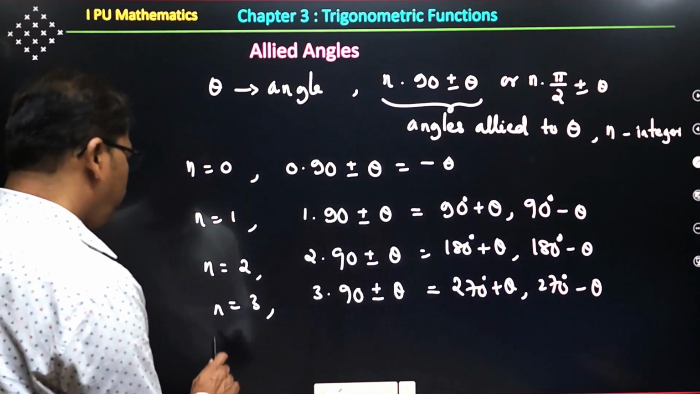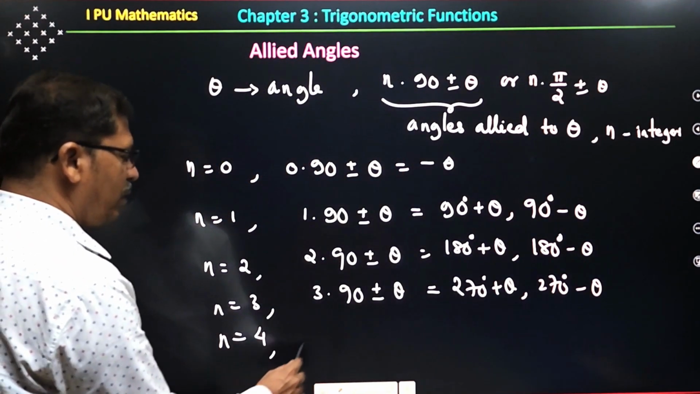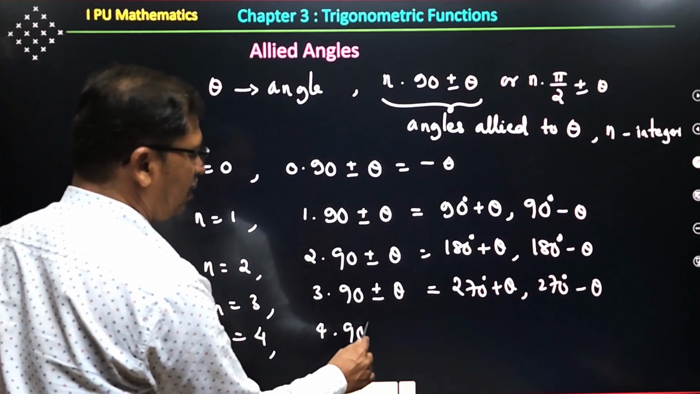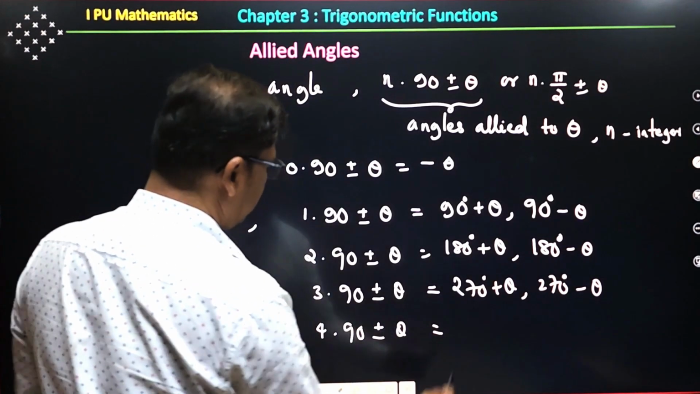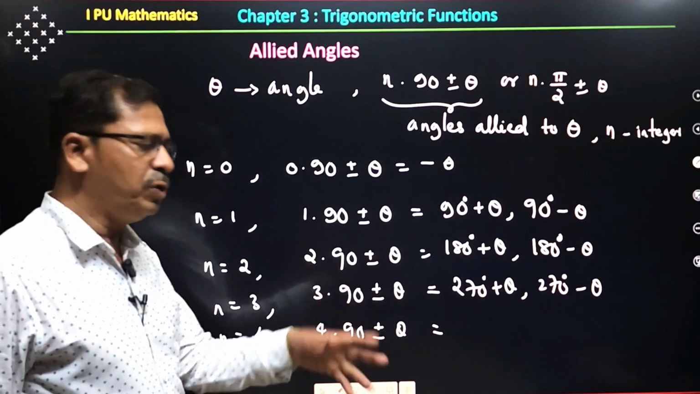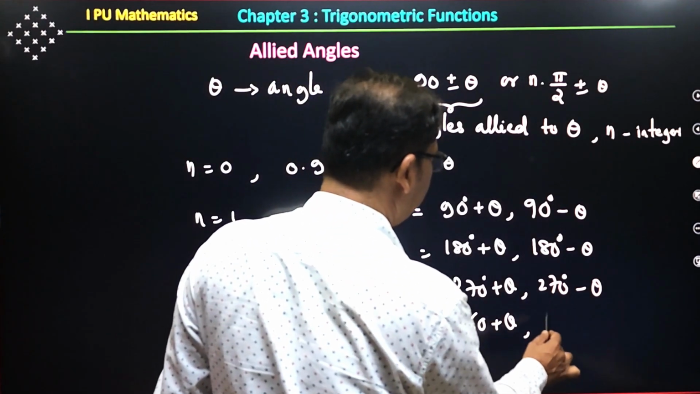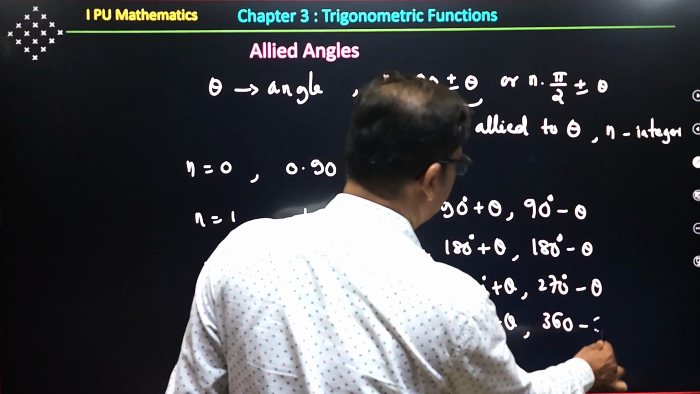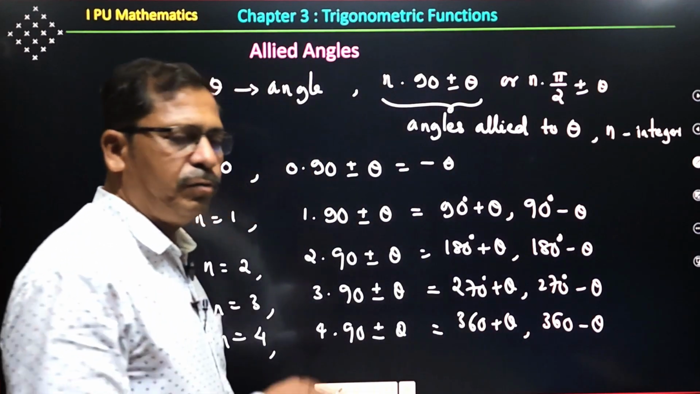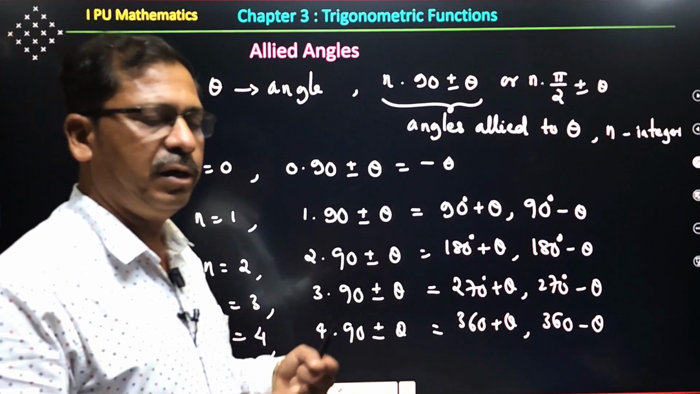So when n is equal to 4, 4 into 90 plus or minus theta, that means 360 plus or minus theta, two cases: 360 plus theta and then 360 minus theta. If you take 5, 6, and so on, again they repeat here.